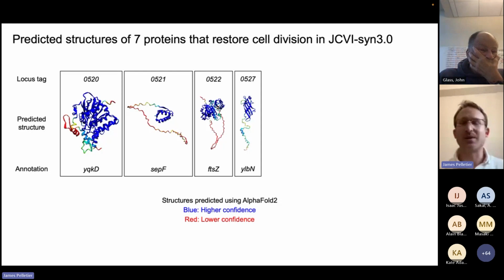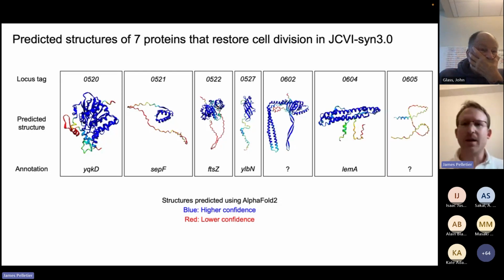We don't know how that's related to cell division. And these remaining three genes are also predicted to associate with a membrane. 602 is predicted to have two N-terminal transmembrane domains. Consequently, the majority of it should be inside the cell.